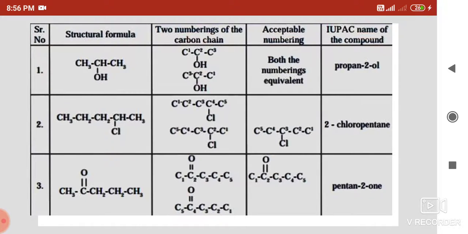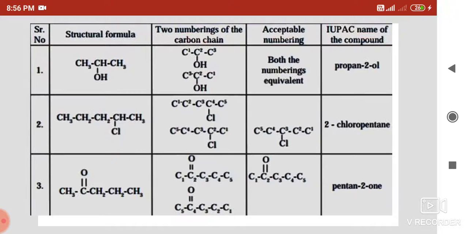So in this case, while writing the name of this compound, we first write propane, and then the OH group is attached to the second carbon atom, so it is called 2. This 2 stands for the carbon to which the functional group is attached, that is the second, and OL stands for OH. So its name is propan-2-ol.